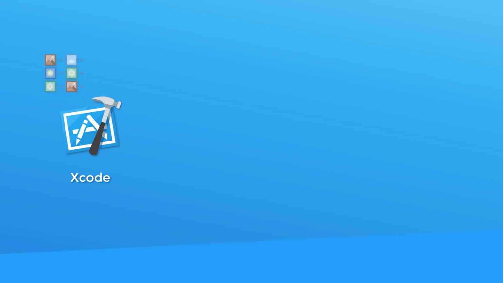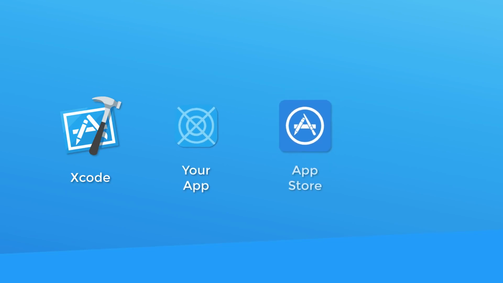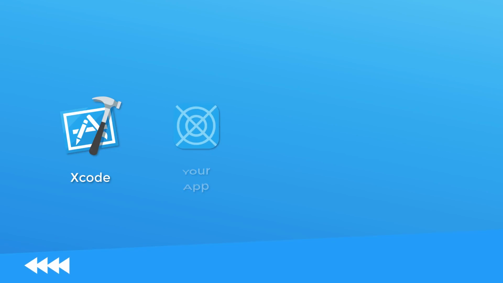First things first, how do you create an app from scratch? Well, it all starts with a program called Xcode, where you design the user interface for your app and write your code. That gets turned into an iPhone app, which you can publish to the App Store where millions of people can download and use it. Before that, let's backtrack a bit though.